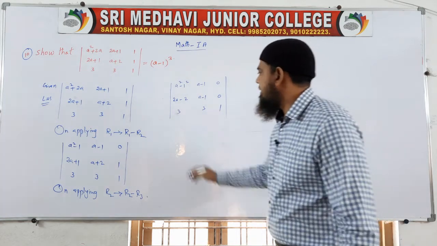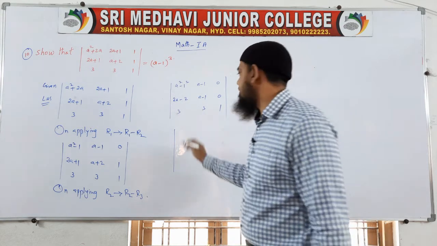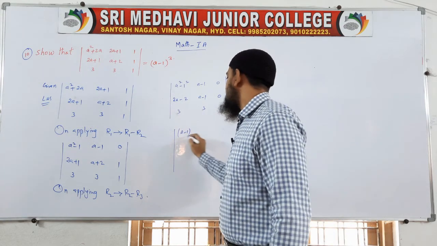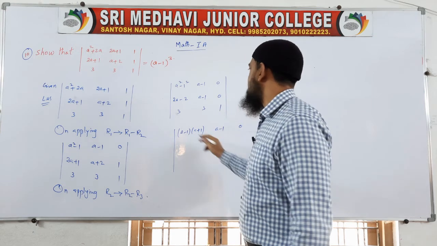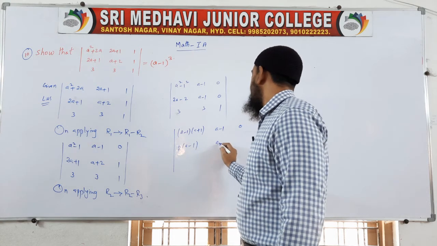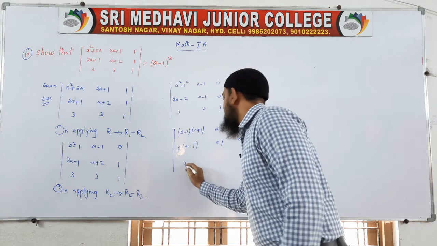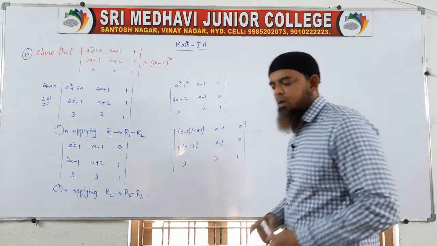One small arrangement is there. See here everybody. a square minus 1 square, a square minus b square formula. We can write a minus 1 into a plus 1. This is a minus 1, 0. Here I am taking 2 common. Then you will get a minus 1, a minus 1, 0. 3, 3, 1. Now you tell me what I have to write here.